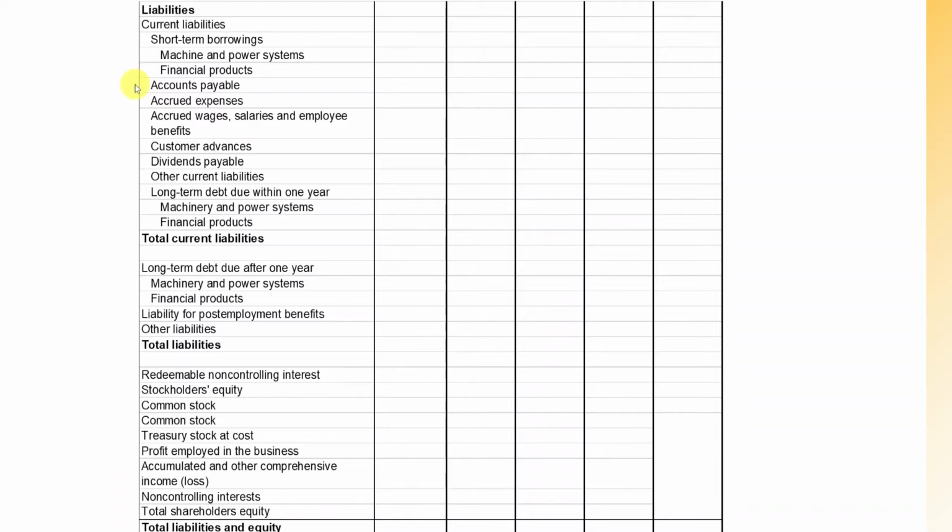After that, accounts payable, accrued expenses, accrued wages, customer advances, any dividend payable which are of current nature, any other current liabilities, and any long-term debt which is due within 1 year shall be written here. After that, we shall do a total of all these current liabilities. Once we have done that, we shall simply write our long-term debt due after 1 year for machinery and any other financial products.